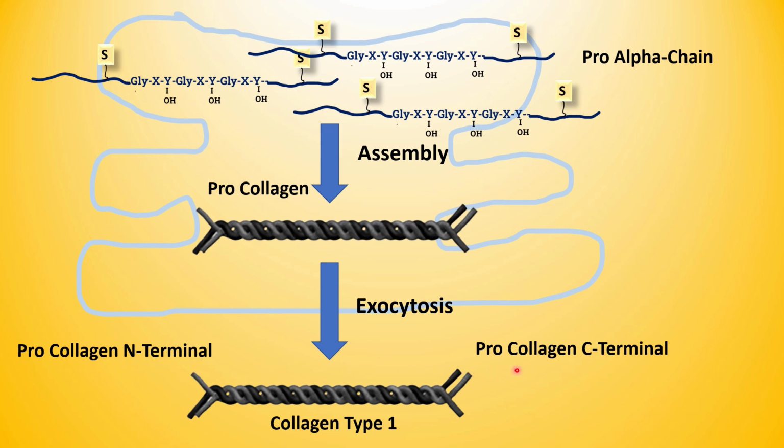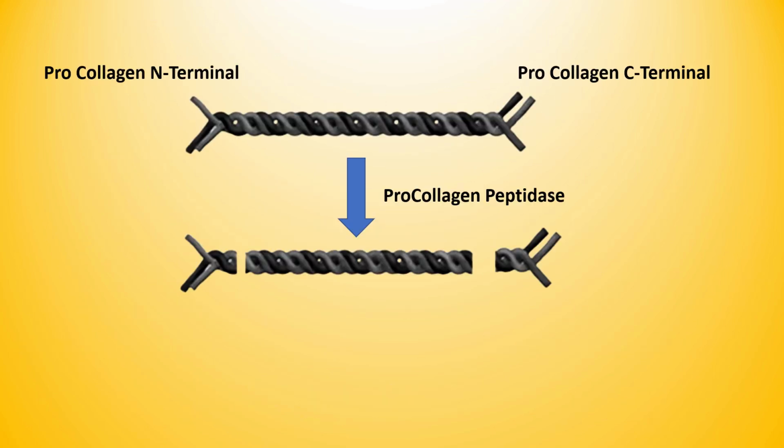So here the enzymes like peptidase, like carboxypeptidase and aminopeptidase, participate, and after that you will get the collagen. Let's see how it happens. So here we have a procollagen N-terminal, procollagen C-terminal, and the procollagen peptidase, which are responsible for giving you a proper collagen, that is a type 1 collagen.